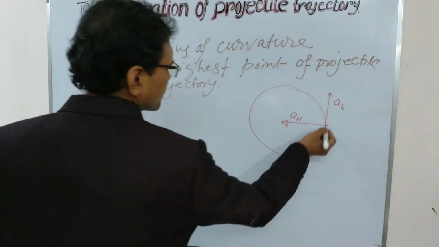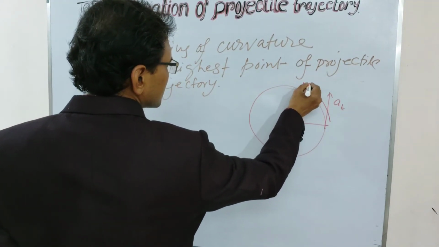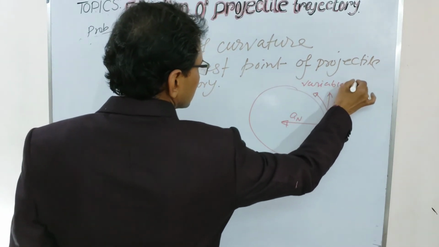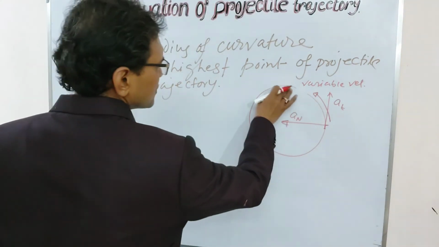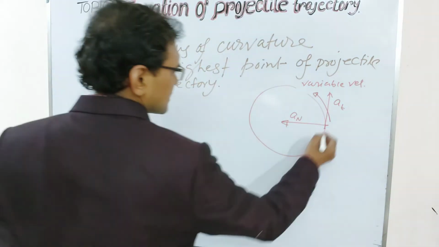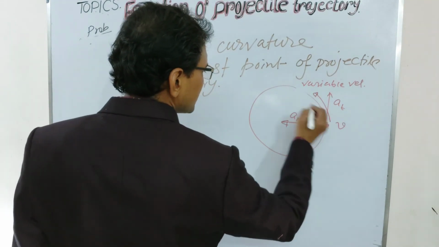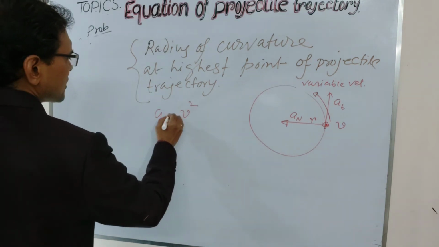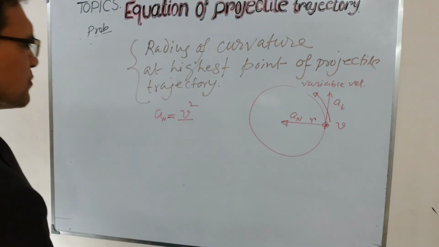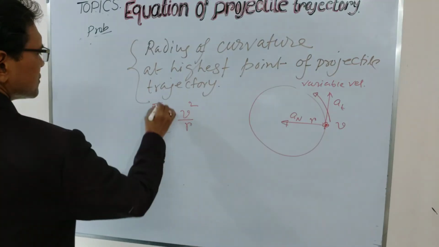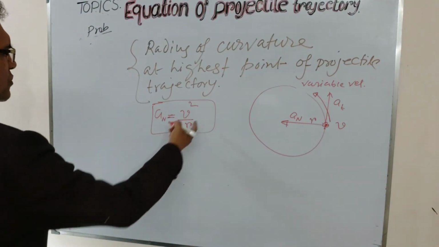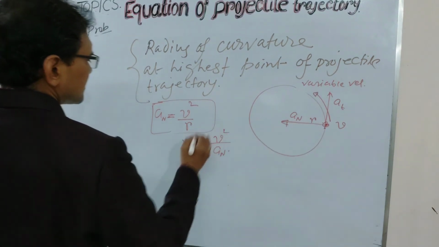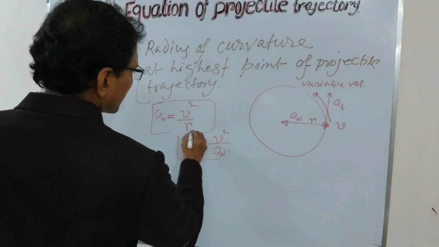In circular motion, if a body moves with non-uniform velocity, that is variable velocity, then a_t and a_n are present. If the velocity at any point is v and the radius is r, we know the normal acceleration is present. The normal acceleration is given by v square by r. So to find the radius we use the formula r equal to v square by a_n.